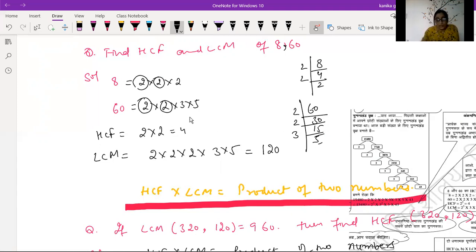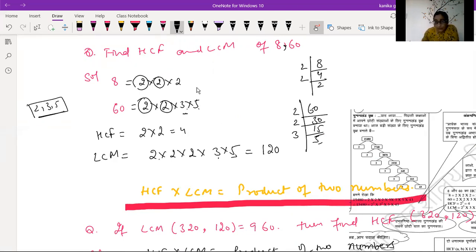Now LCM. You have to observe every number and take the numbers which come the maximum number of times. Here observe that 2 comes 3 times, and here 2 comes 2 times. So the maximum is 3 times: 2 multiplying by 2 multiplying by 2. Now for the next number, observe 3. Here 3 comes 1 time, so you write 3. Here 5 comes 1 time, and this 5. In LCM, you observe every number. Here we have the numbers 2, 3 and 5. We have to write these numbers the maximum number of times.